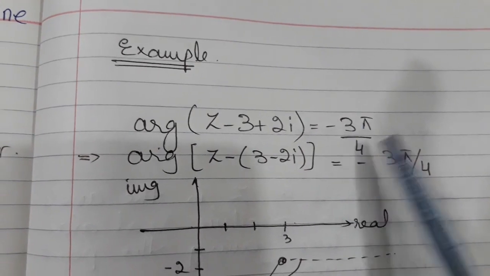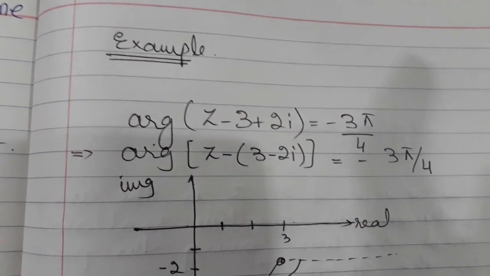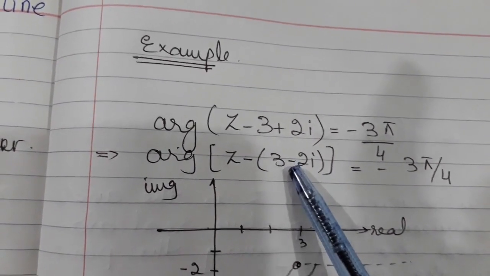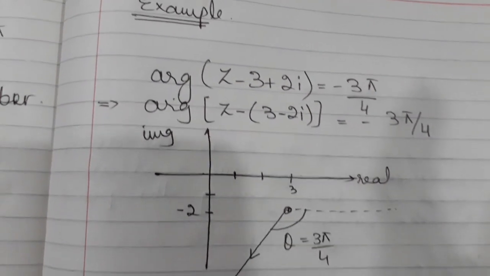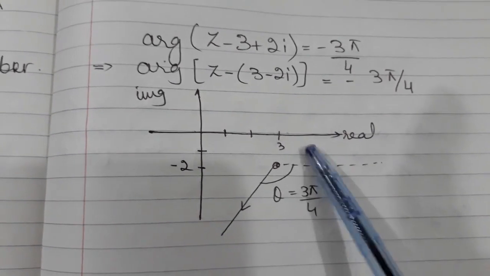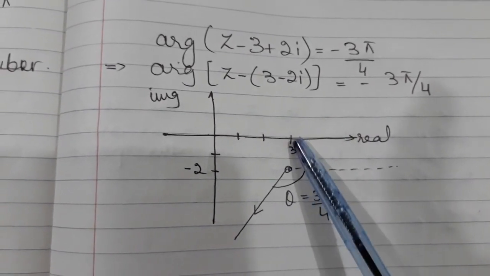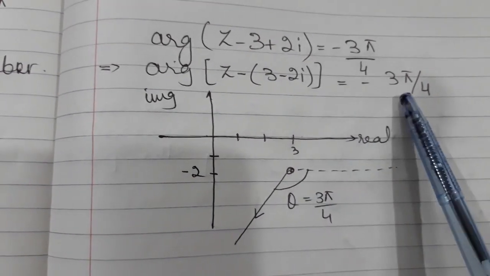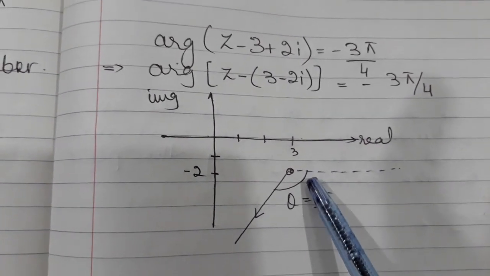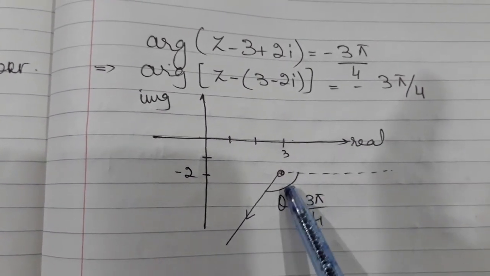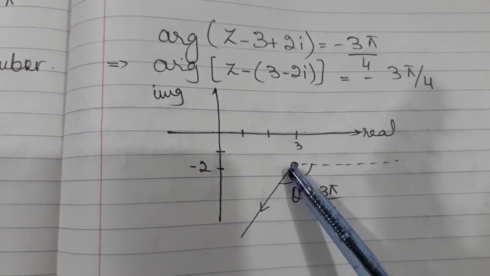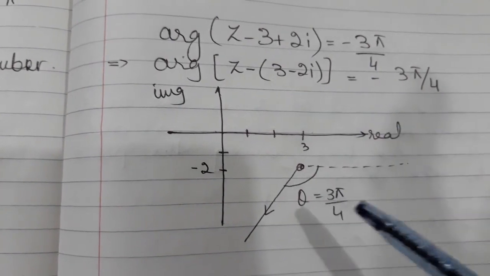Minus 3 pi by 4 means now I will draw in the clockwise direction. So let's plot a point on the Argand diagram at 3 minus 2i. So this is my point 3 minus 2i. Now because the angle is minus 3 pi by 4, it is in the clockwise direction. So I am drawing it here, and this is my half line. So now you understand why it is called a half line, because we are not drawing to that side.